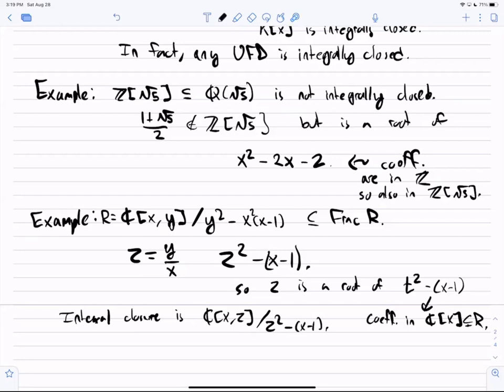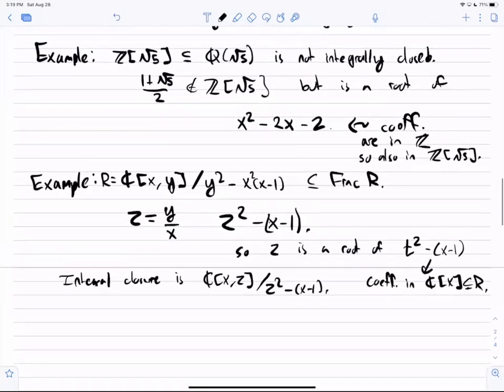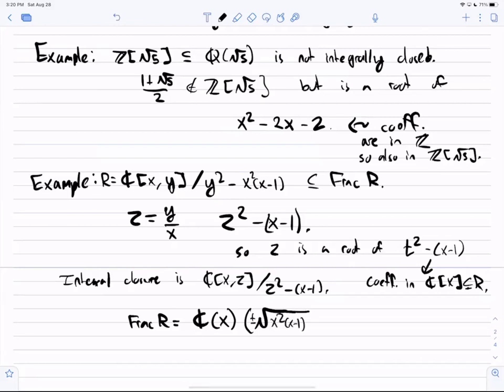The point is, these examples are quite close. Another way to think about frac R is that I've taken the function field in one variable over the complex numbers and then added a square root of X²(X − 1). One way you can understand what's going on in this example is that it's the same as adding a square root of X − 1.